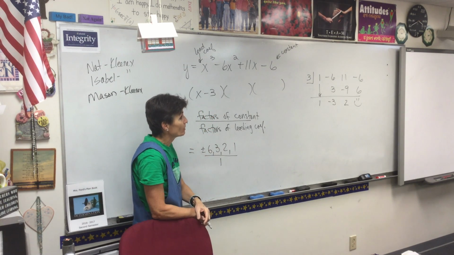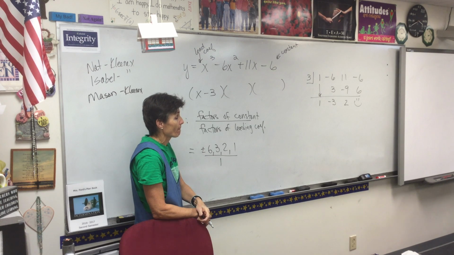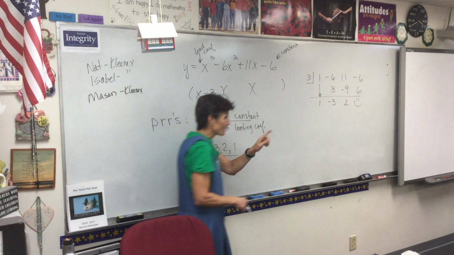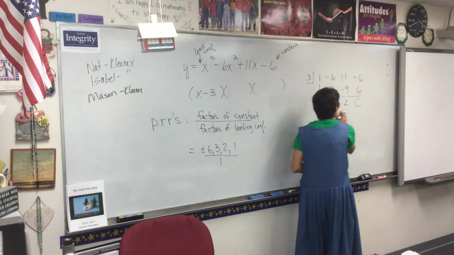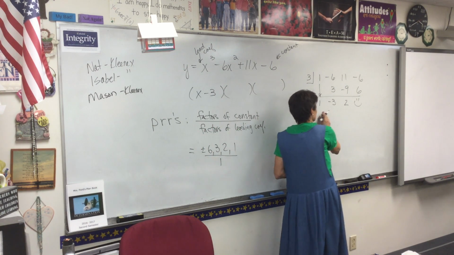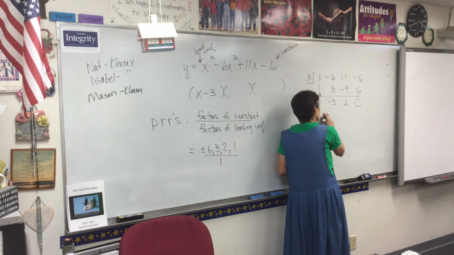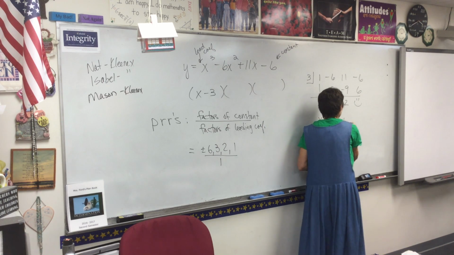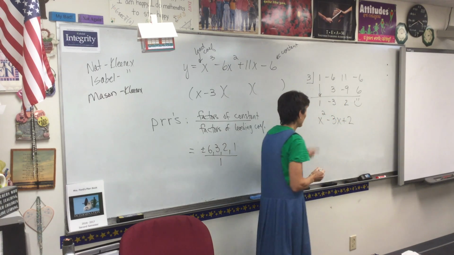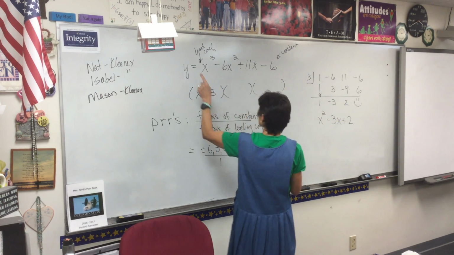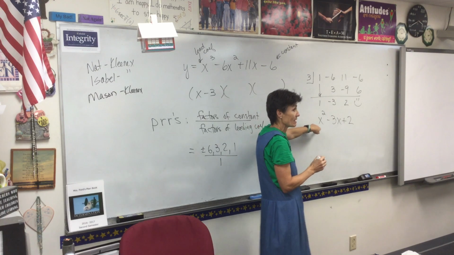Okay, who remembers where we go from here? Jalen? You could factor the trinomial. Exactly. The trinomial that's left. Do you remember, this is called the depressed polynomial. Did they tell you that last year? Anyway, if you factor what's left, which is x squared minus 3x plus 2, remember we reduced the power by 1, so the original was a cube, so this is now a square.